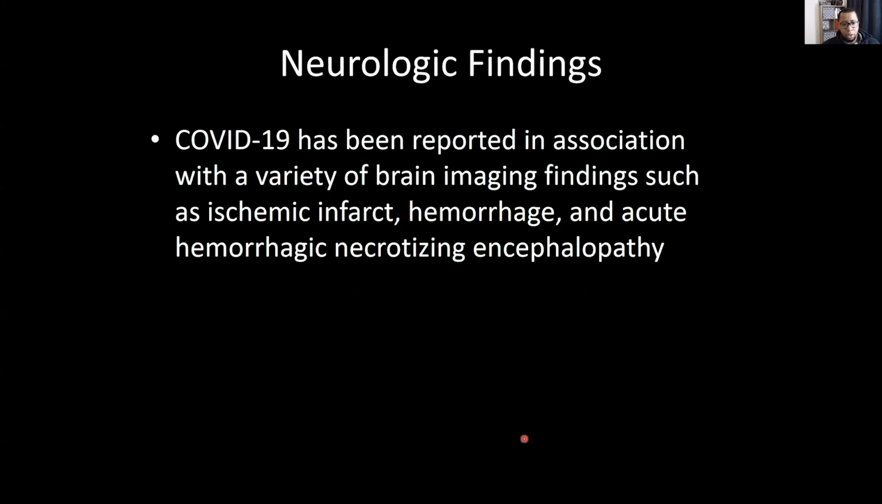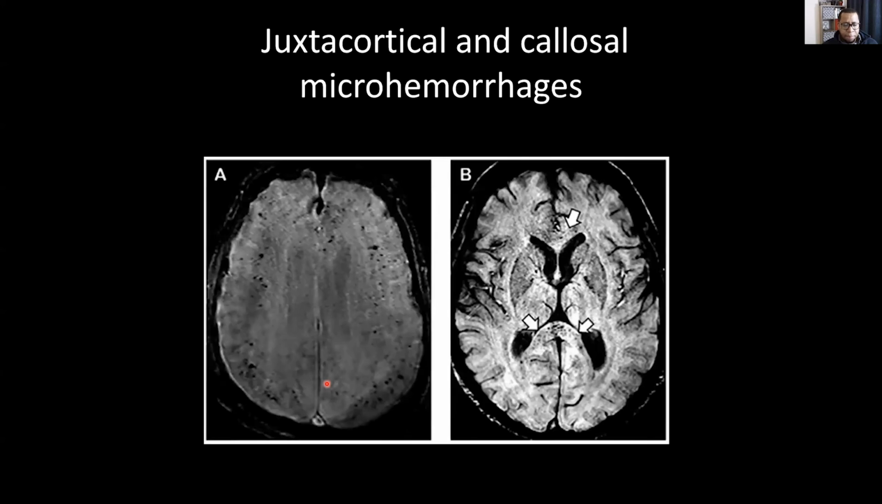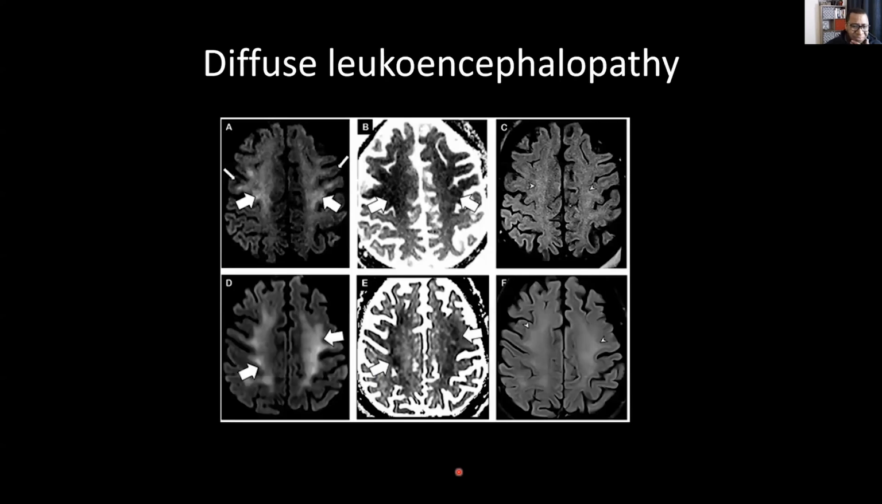Neurologic findings have also been reported. Like I said, large vessel strokes have been reported, infarcts, hemorrhage, acute hemorrhagic necrotizing encephalopathy, okay, which is this. I'm not a neuroradiologist, but this I found interesting as a potential sequela of COVID. People found these juxtacortical and callosal microhemorrhages, right? These are susceptibility images. It's showing you some of these dark areas representing microhemorrhages.